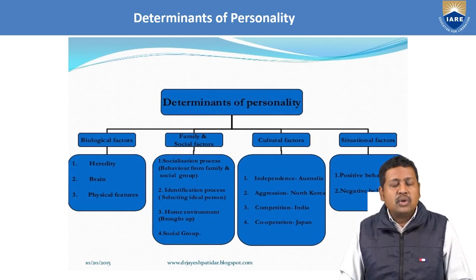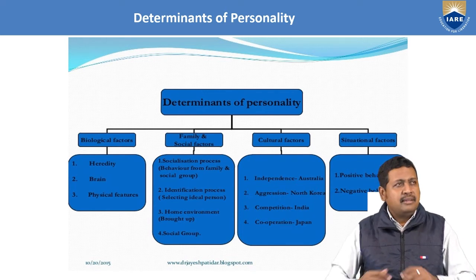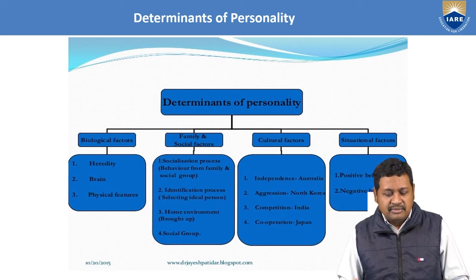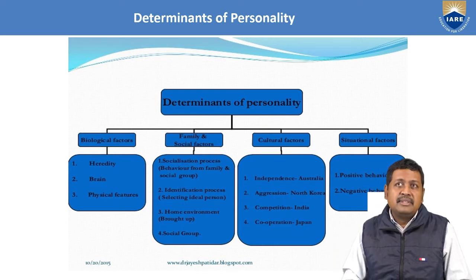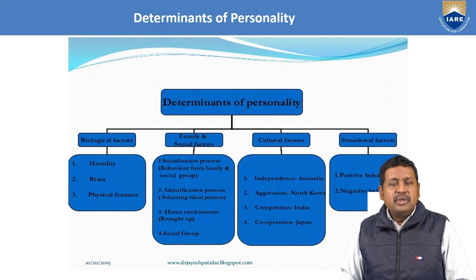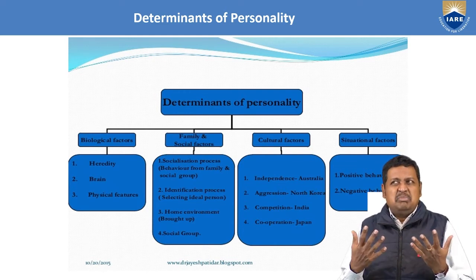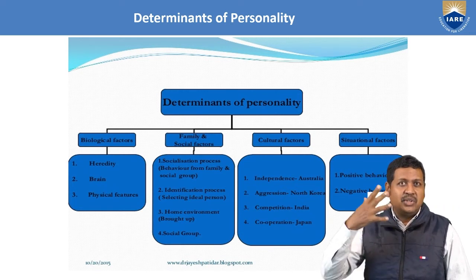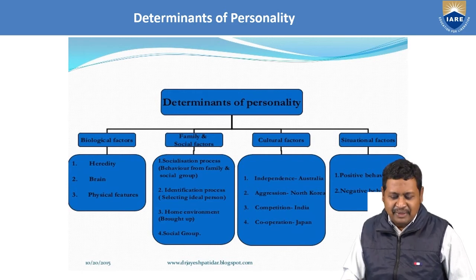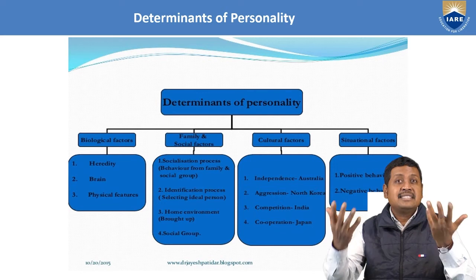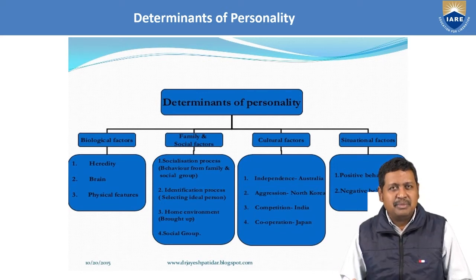Coming to cultural factors, independence. For example, Australia is known for independence, meaning free life, liberty, freedom, that sort of life. Then North Korea, for example, they are known for aggression, very aggressive people. Coming to India, competition. Maybe I should be the first. I should be on the top. That sort of competition all the time. Rat race. Japan, cooperation, coordination. They help others. They understand others. They empathize with the other people. That is about the cultural factors.